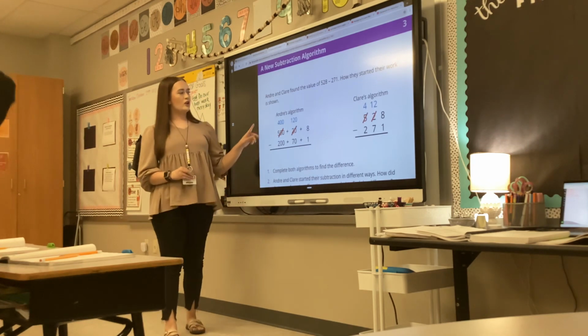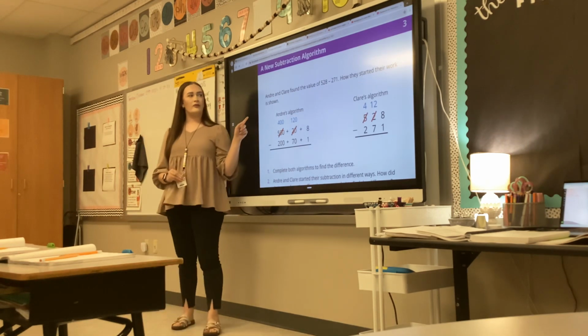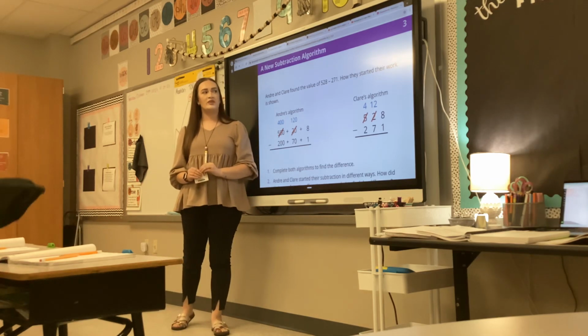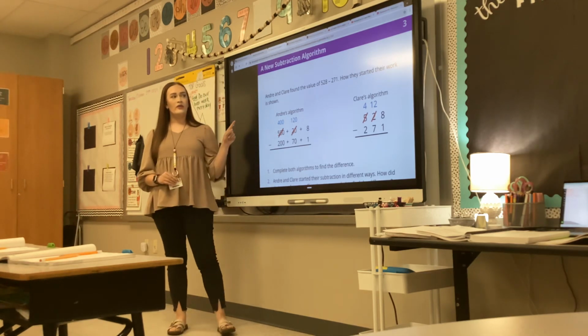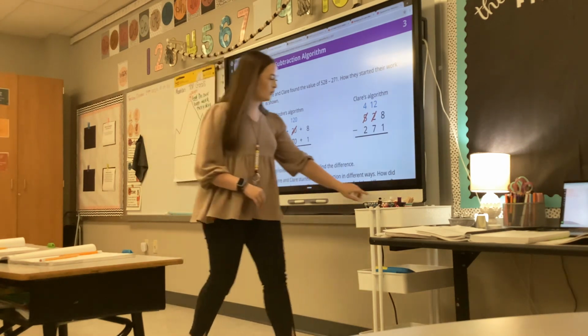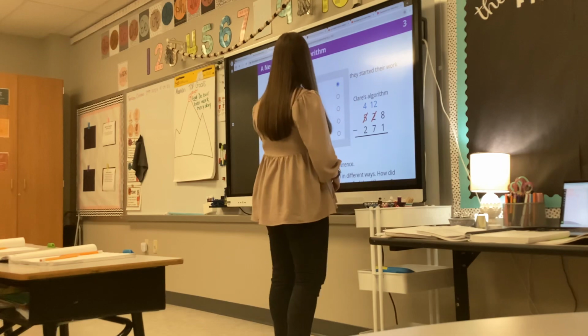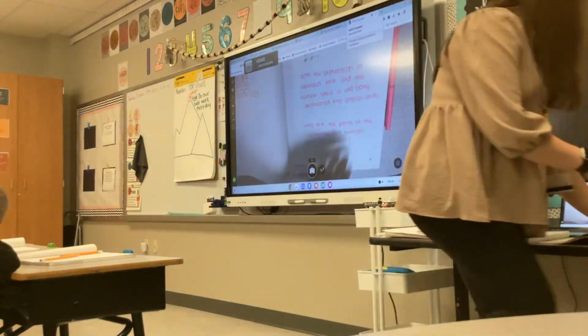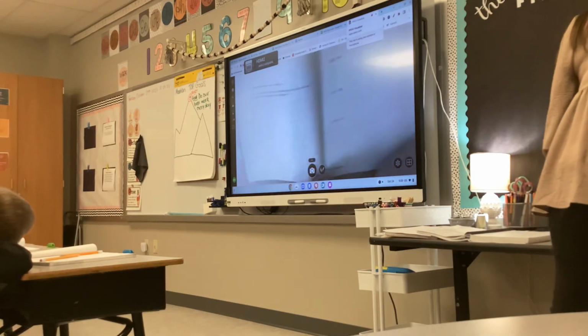Okay. So both Andrea and Claire found the value of 528 minus 271. How they started their work is shown. So what we're going to do is we're going to work both of these problems on our paper, and then we're going to compare them, okay? So I want you to turn the page to page 50.